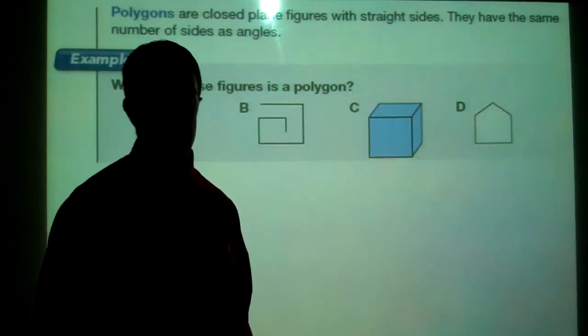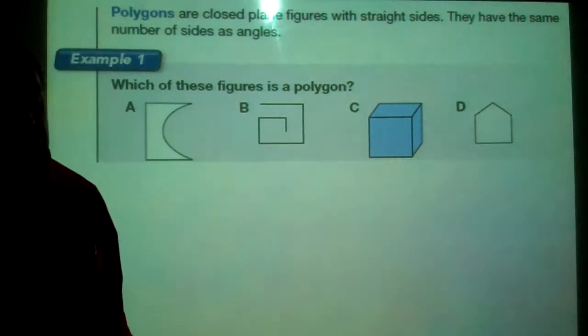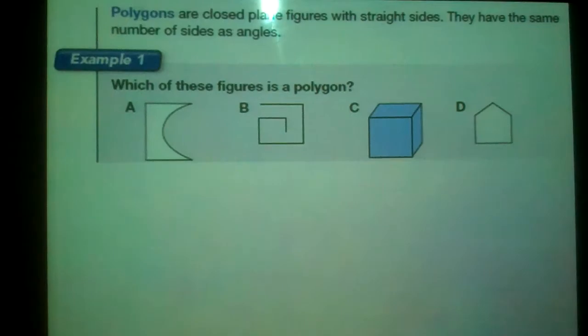Alright, this is lesson 19 for 8th grade, and today we're talking about polygons. Now this should be a review. We're going to jump in and talk about polygons here right away. So polygons are closed plane figures with straight sides.